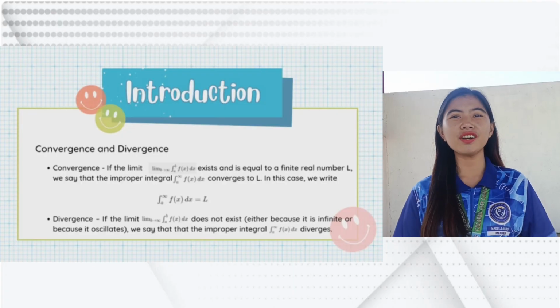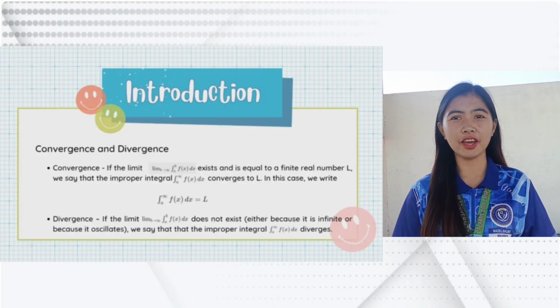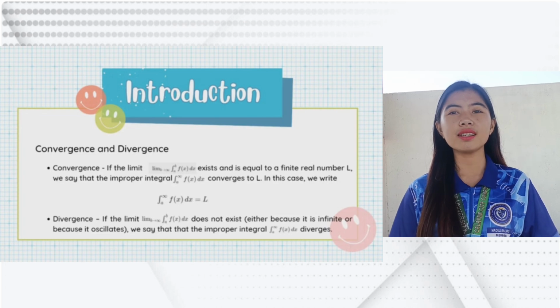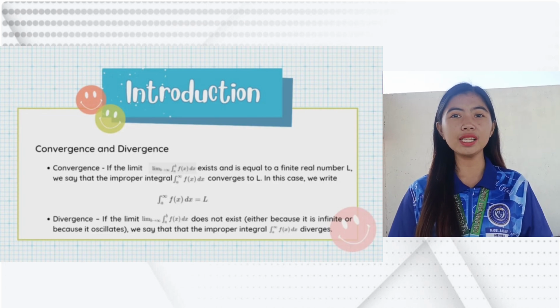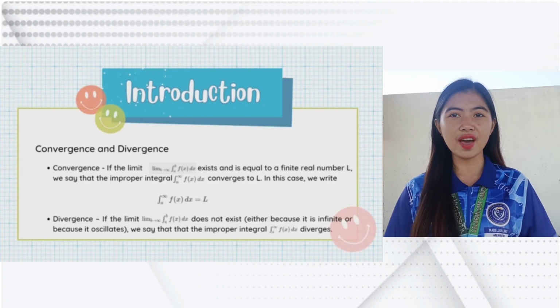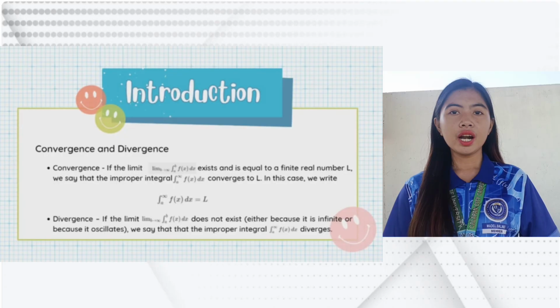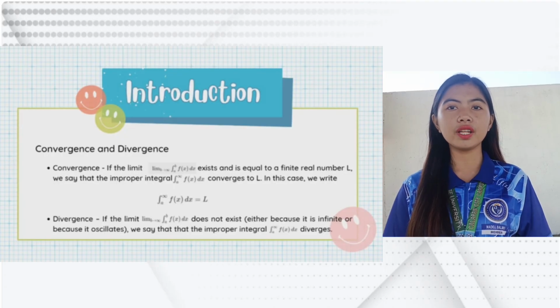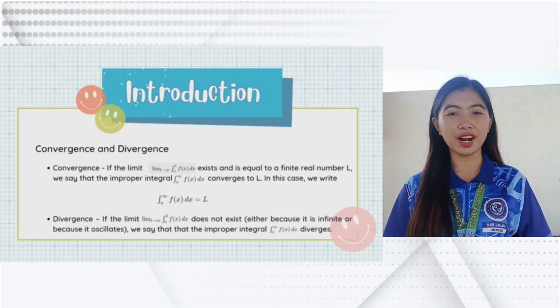Now, a crucial concept when dealing with improper integrals is whether they converge or diverge. If the limit exists and is equal to a finite real number L, we say that the improper integral is convergent to L. And if the limit does not exist, either because it is infinite or because it oscillates, we say that the improper integral diverges.